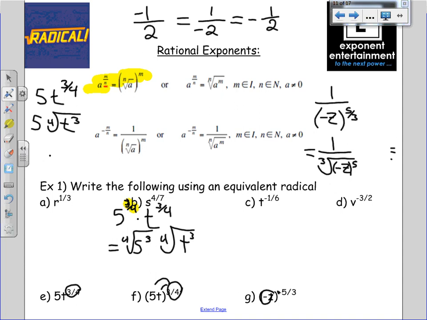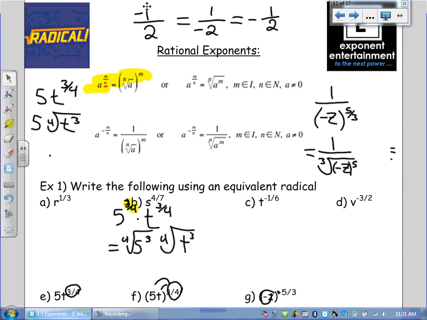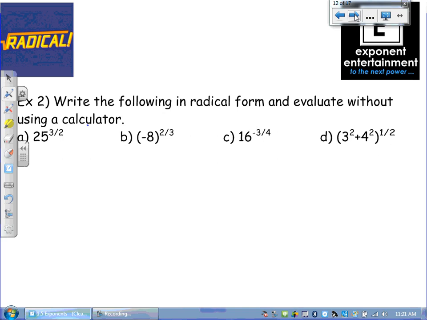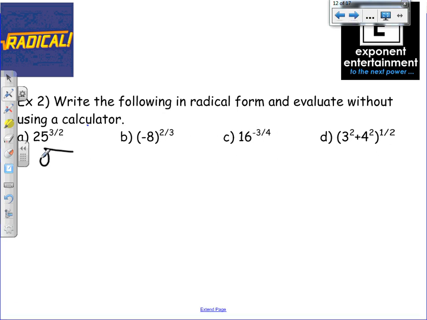All right, next page. I'm going to go a little quicker through the examples, and then we have to evaluate. So we're starting to combine things now. Denominator is 2, numerator is 3. So that simplifies to the square root of 25 cubed. To evaluate without using a calculator, you need to think about what 25 to the power 3 is, and then think about its square root.